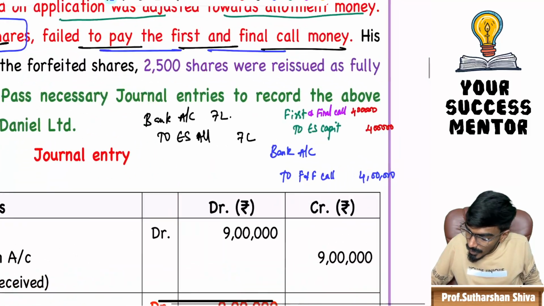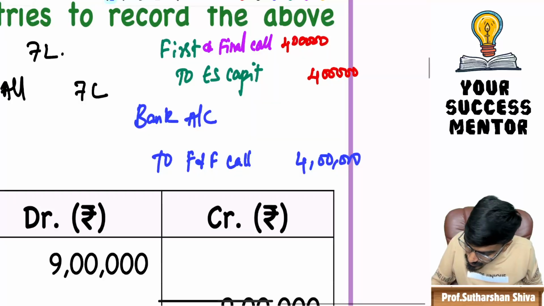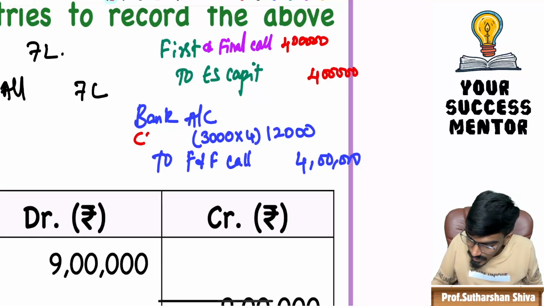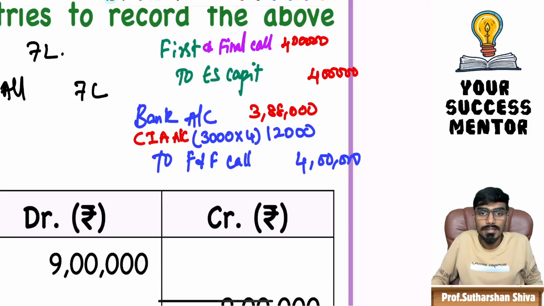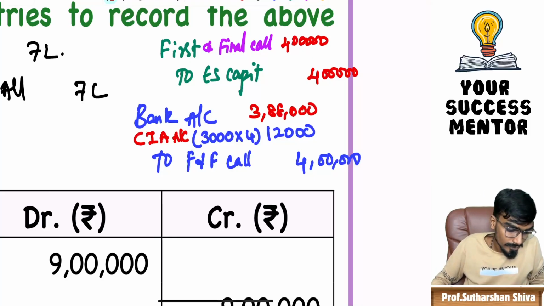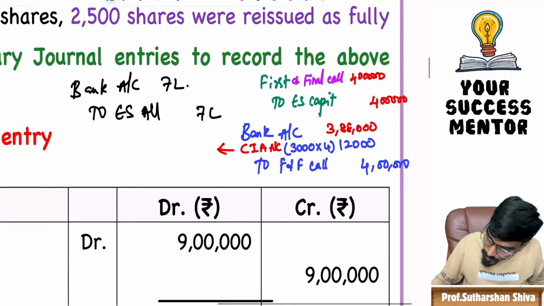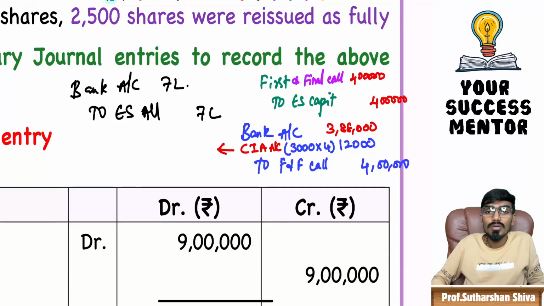If he failed to pay the first and final call, then that value of 3,000 into 4 rupees is not going to be recovered. That is 12,000 not going to be recovered. It is nothing but calls in arrears account. The remaining 3,88,000 is to be recovered through banks. Correct? Yes, sir. Now, after this part, what will be the next thing we should do?